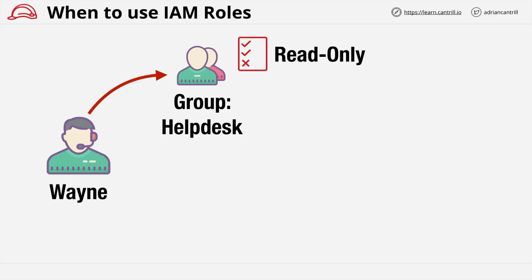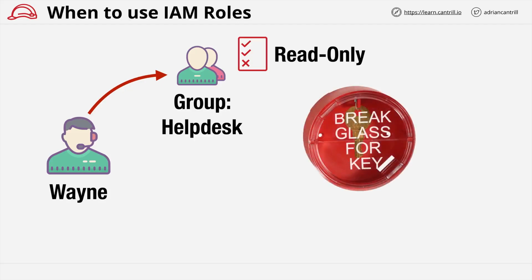stop or start an instance, or maybe even terminate an EC2 instance and recreate it. So 99% of the time, Wayne and his team are happy with this read-only access, but there are situations when he needs more. And this is a break glass style situation, which is named after this.